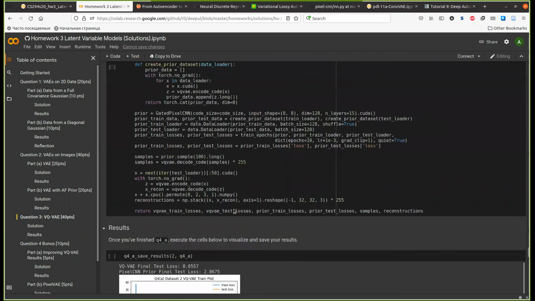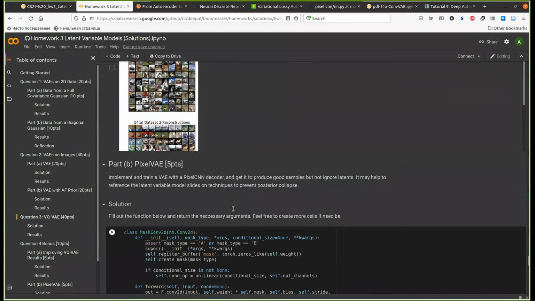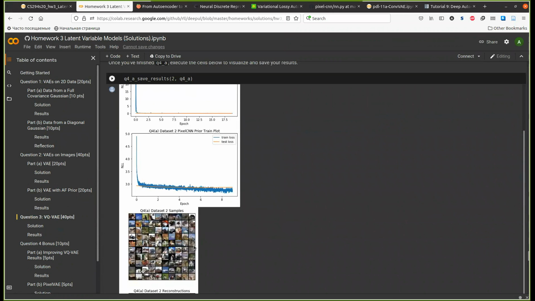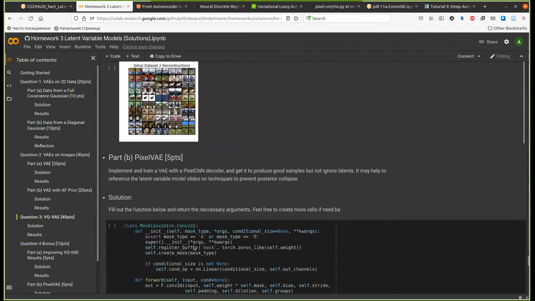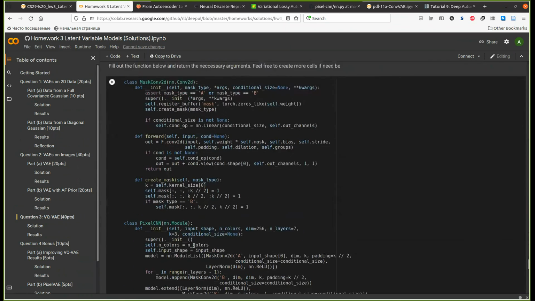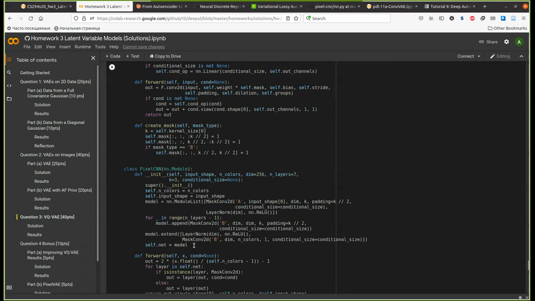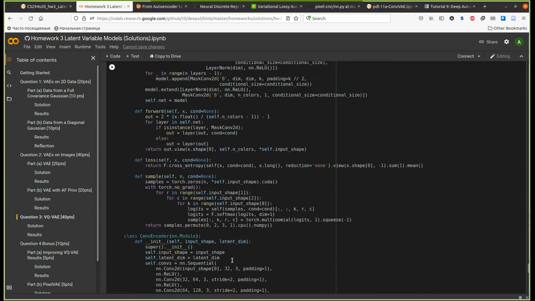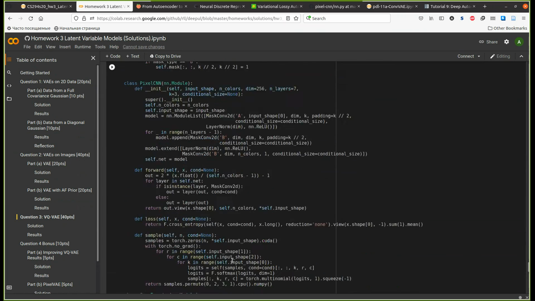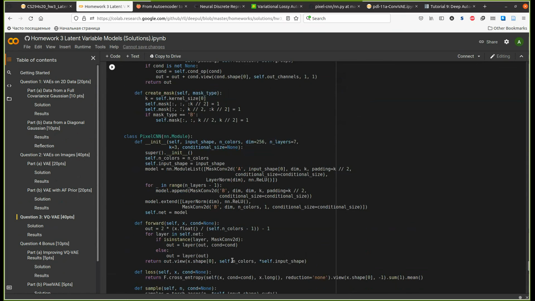And another thing, which I maybe not entirely correctly alluded to in the beginning of our session, we will have a look at how you can use a stronger decoder for the VAE model. So we will have a look at VAE with pixel CNN decoder.